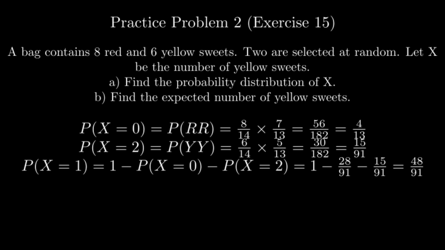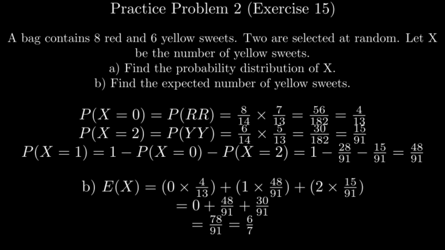The probability of getting 2 yellow sweets is 6/14 times 5/13, which is 15/91. For P(X=1), we can use the shortcut, 1 minus the other probabilities. This gives us 48/91. Now we have the distribution. Let's find the expected value. We calculate E(X): 0 times its probability, plus 1 times 48/91, plus 2 times 15/91. This gives us 48/91 plus 30/91, which is 78/91. This fraction simplifies to 6/7. So on average, you would expect to draw about 6/7 of a yellow sweet.